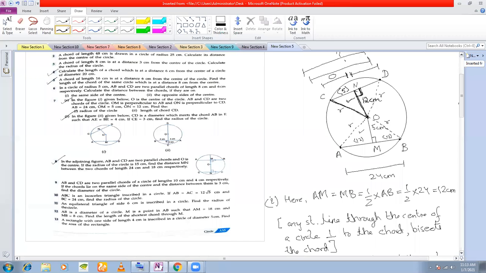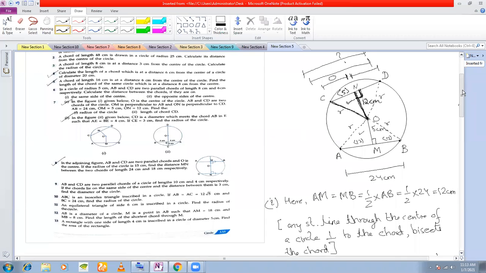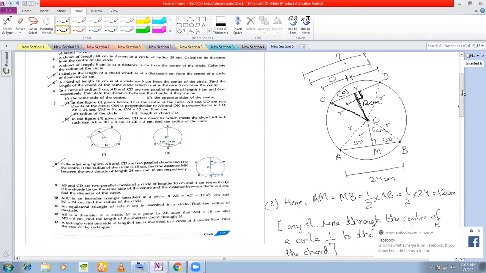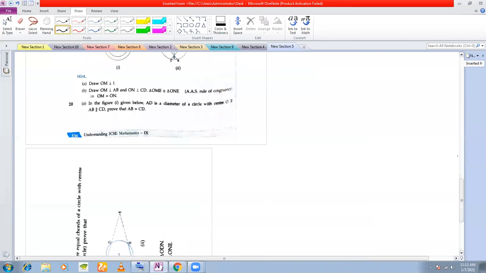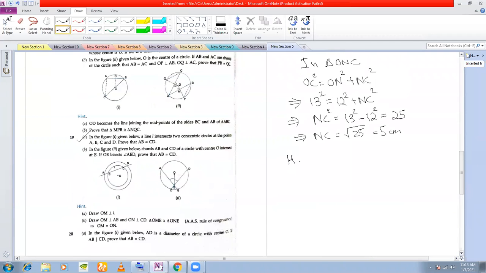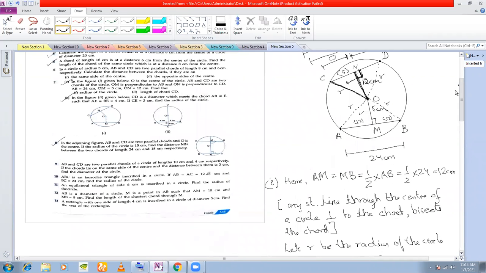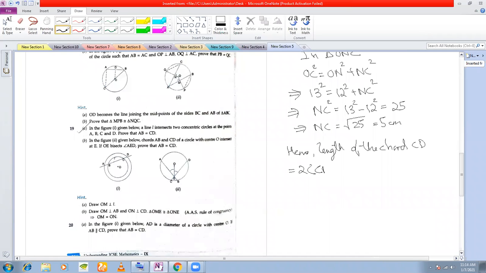Okay. Now you know that this straight line through the center is perpendicular to this chord. Therefore, it must bisect the chord according to the theorem. So therefore, the length of the chord CD is double that of CN. So chord CD is equal to twice of CN. Hence, length of the chord CD is equal to twice length of CN, which is equal to 2 into 5, 10 centimeter.